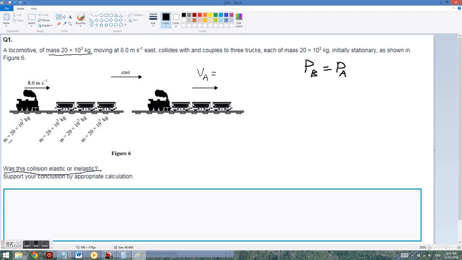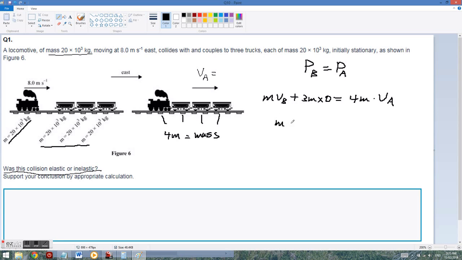The masses are all the same. So m times v plus 3m, because this one is 3 times, times 0, equals, when these fall together, 4m. That's the mass. So it's 4m times v after. So I have m vB equals 4m vA. If we cancel out the equation, vA will be vB divided by 4, which is 8 divided by 4, 2 meters per second.